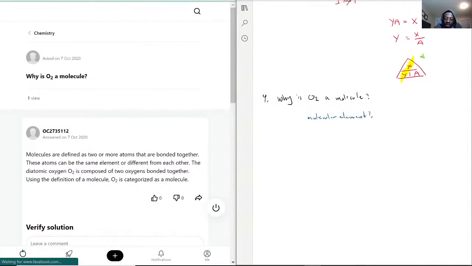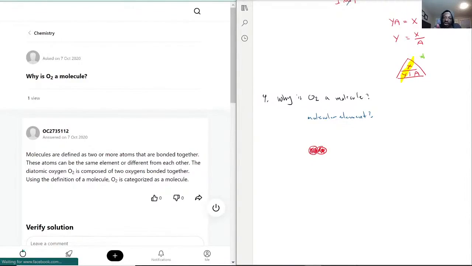So why do we call this? Okay. So now there are different classifications. If we were to picture O2, it is two oxygens bonded like that. And that's how they float in the atmosphere. That's the oxygen that we breathe.